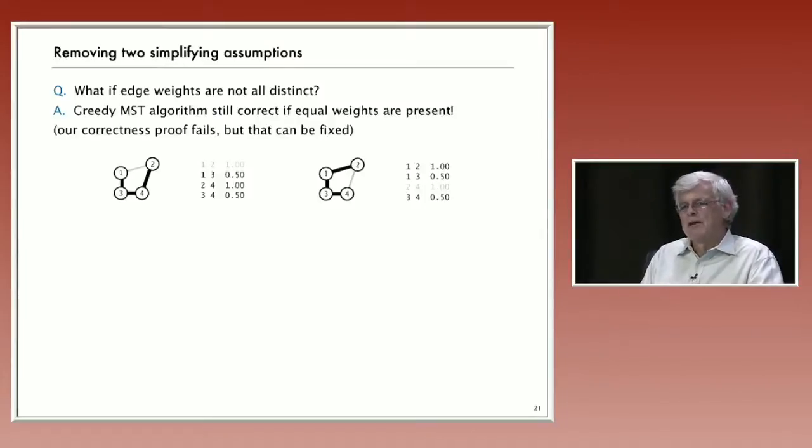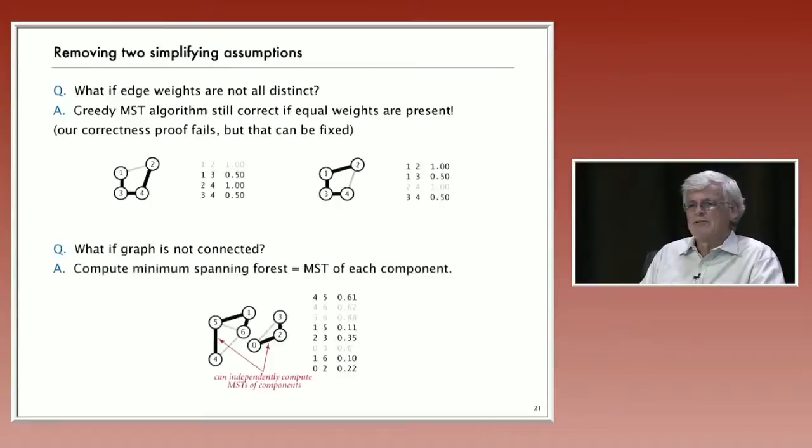So the greedy algorithm is still correct, it turns out. Our correctness proof doesn't quite work, but that can be fixed with a little bit of work. And so the fact is it's still correct. And if the graph is not connected, as I mentioned, what we'll get is what's called a minimum spanning forest, which is the MST of each component. Essentially, it's like independently computing the MSTs of the components.